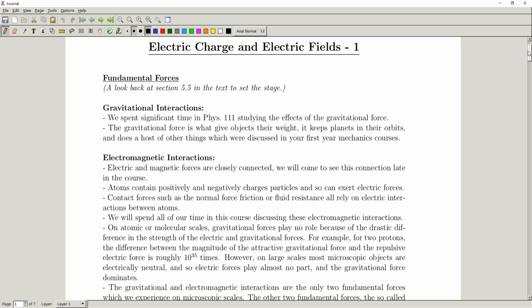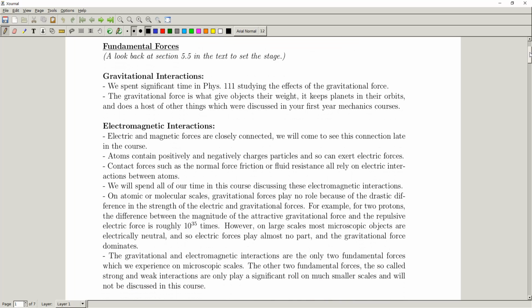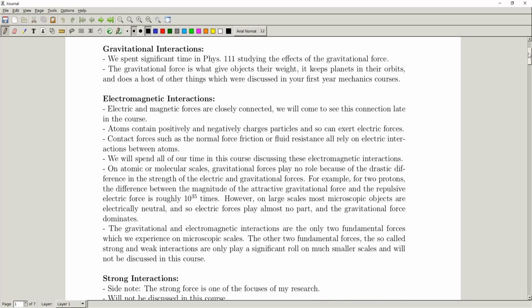As I said, in Physics 111, you would have spent a significant amount of time studying the effects of the gravitational force. The gravitational force is what gives objects their weight. It's what keeps the planets in orbit, and it does a whole bunch of other things that we would have looked at in Physics 111. That was one of the focuses of Physics 111. Here in Physics 112, we're going to be looking at a different one of these fundamental forces.